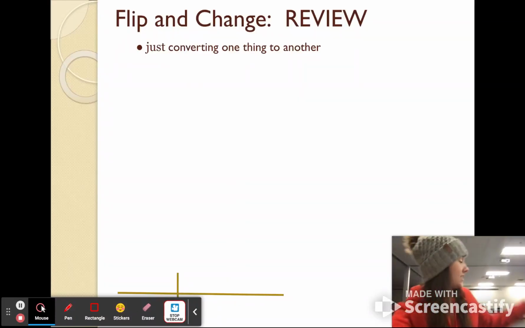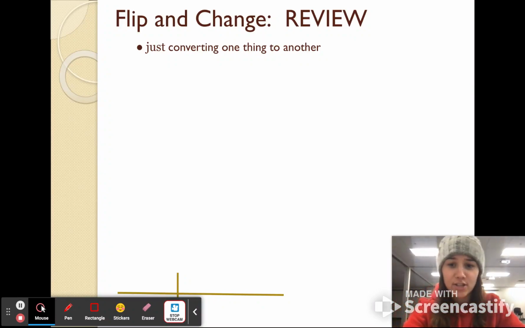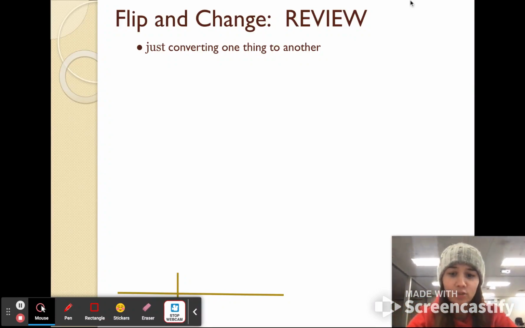I'm in the abandoned team room of the CHS Fieldhouse, and I'm wearing a hat because it's cold.